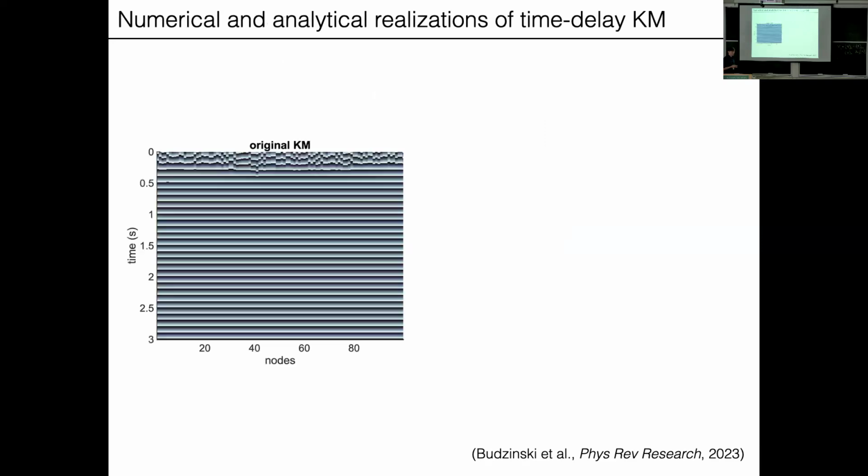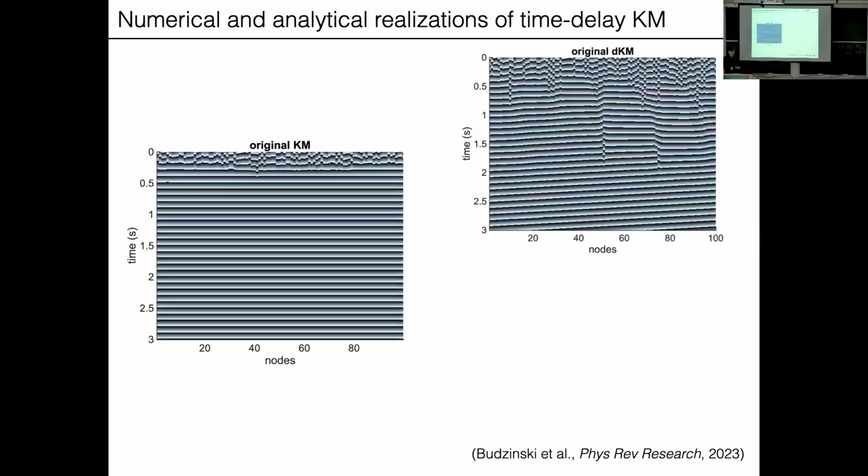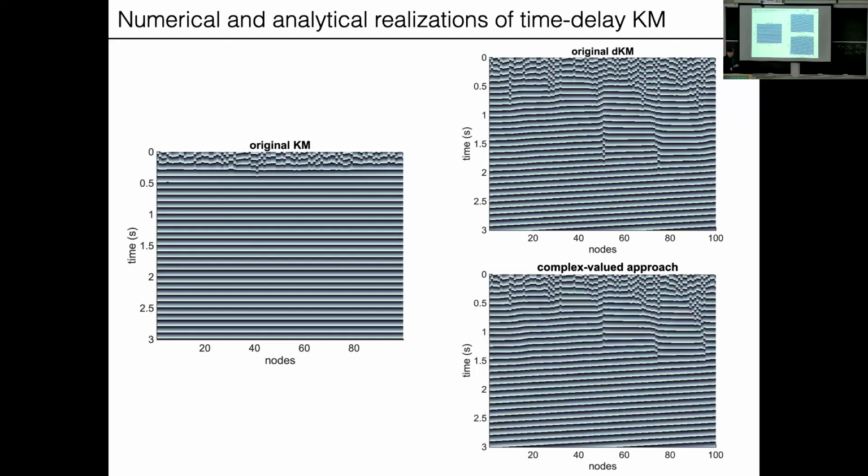So in the original Kuramoto model, we have the synchronizing behavior as before. If you add in distance-dependent time delays, that shapes the dynamics into a traveling wave. This is just one example traveling wave in an individual simulation. You can see here that there's now angled lines in this space-time plot representing the traveling waves. Finally, we can see that our complex valued approach, again, captures a trajectory similar to the computational simulation.